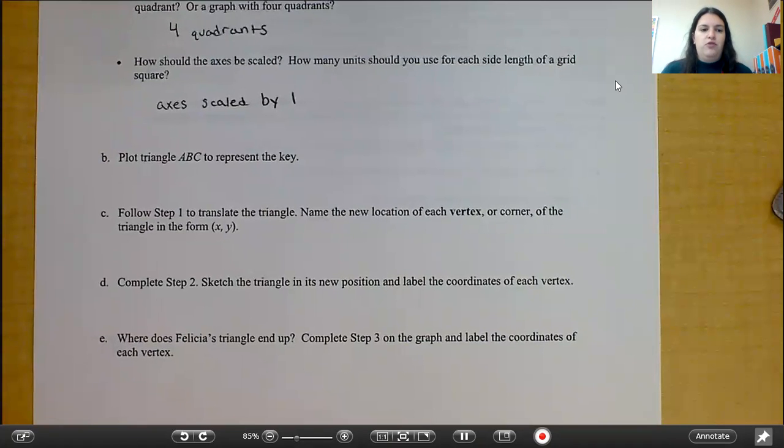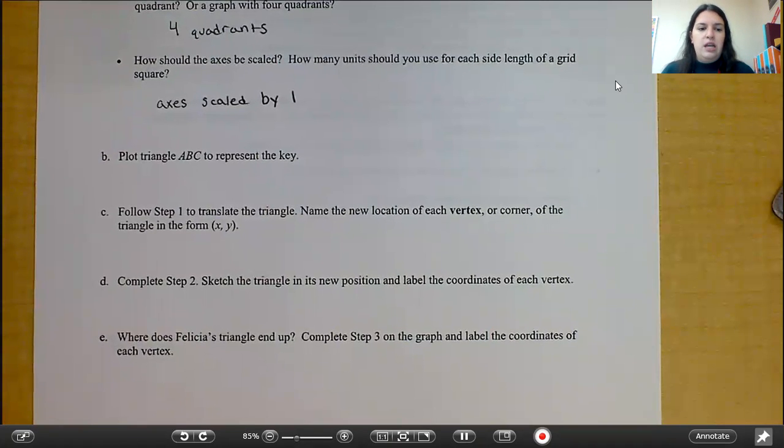If you're back with me, you have plotted your triangle. For C, follow step 1 to translate the triangle. Name the new location of each vertex or corner of the triangle. So you're going to do step 1 above, and then you're going to write the coordinates of the points. Pause the video and do this now. If you're back with me, you finished step 1, which was part C.